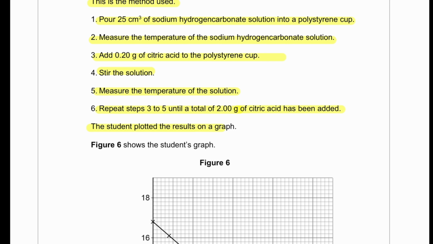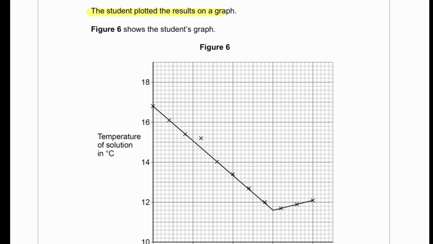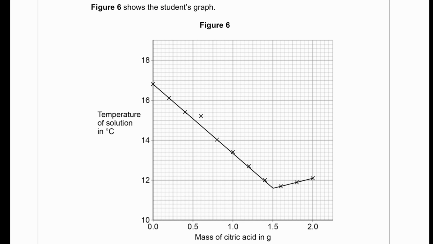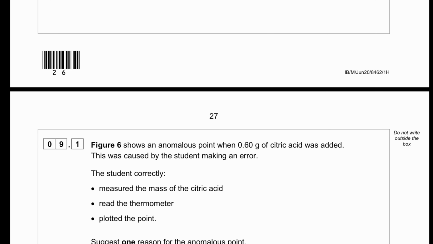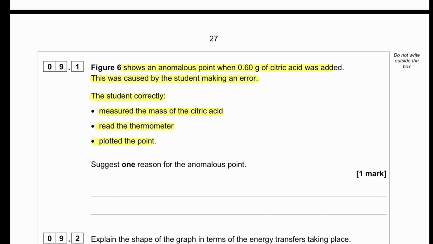The student plotted the results on a graph. Okay, we can see the graph. Very nice. We can see in the graph there is an anomalous result. Figure 6 shows an anomalous point when 0.6 grams of citric acid was added. This was caused by the student making an error. The student correctly measured the mass of citric acid, read the thermometer and plotted the point. Suggest one reason for the anomalous point.